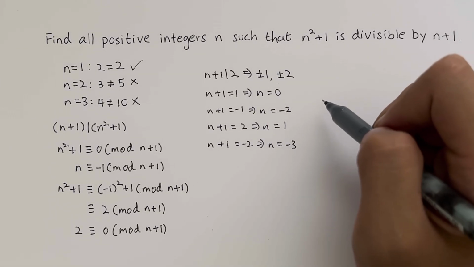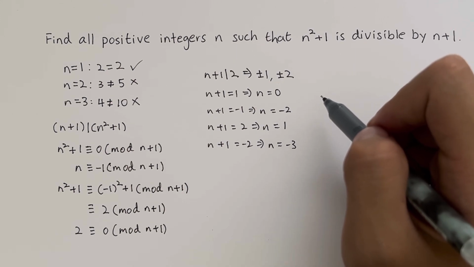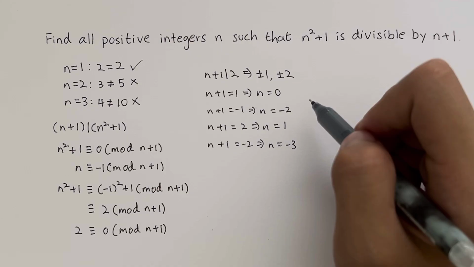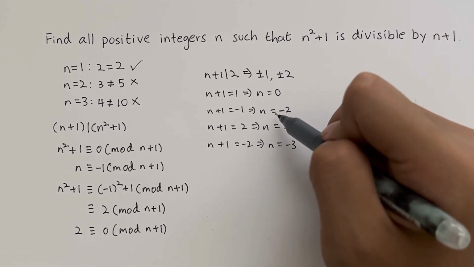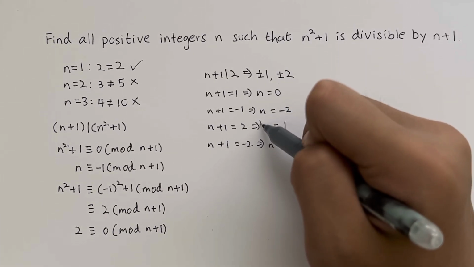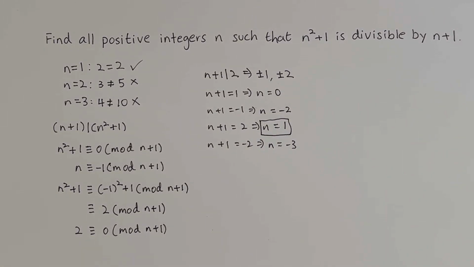The problem specifically asks for positive integers n. Looking at our list of possibilities, n equals 0, n equals negative 2, and n equals negative 3 are all not positive integers. The only correct answer, or the only positive integer solution, is n equals 1. So our conclusion is that our initial trial and error was actually complete. The only positive integer n for which n squared plus 1 is divisible by n plus 1 is n equals 1. So that is how you solve this problem.